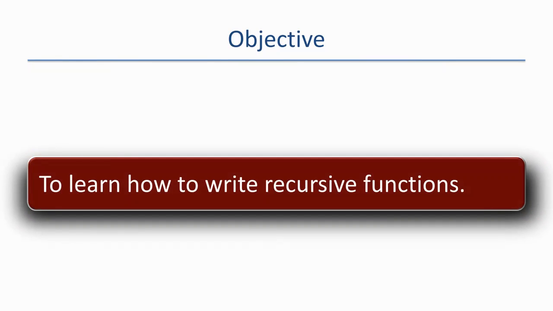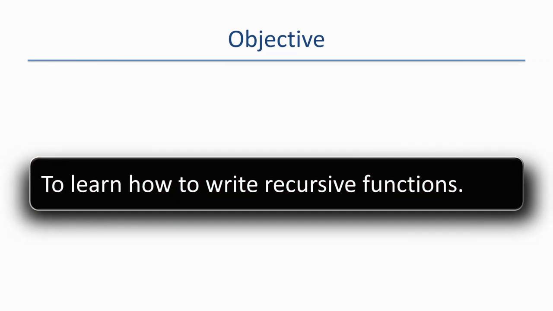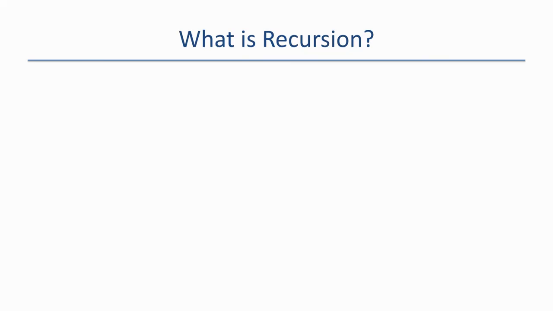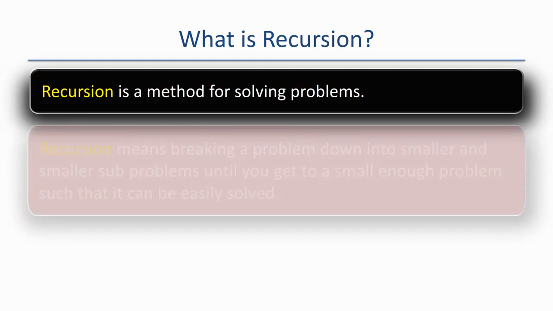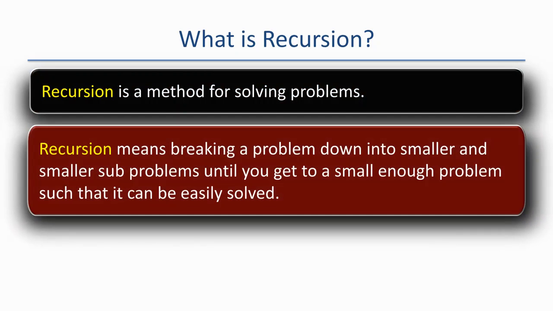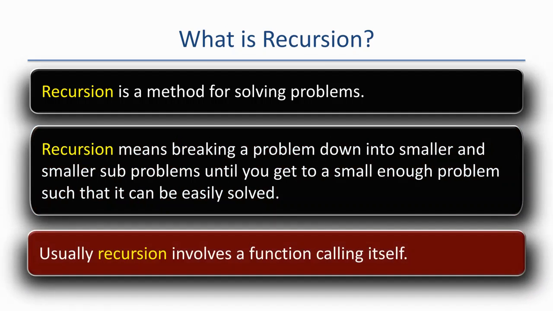The objective of this lesson is to learn how to write recursive functions. What is recursion? Recursion is a method for solving problems. It involves breaking a problem down into smaller and smaller subproblems until you get to a small enough problem so you can easily solve it. In the context of programming, recursion usually means a function calling itself.